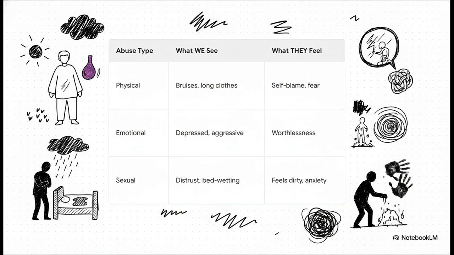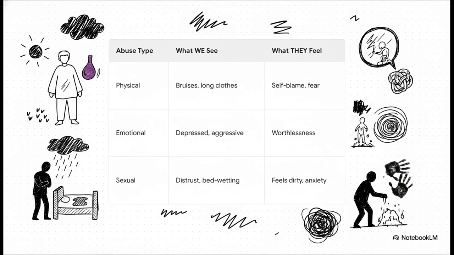But inside, they often believe it's their own fault and they stay quiet to protect the abuser. They normalize it. With emotional abuse, a person might literally look physically sick, depressed, or even act out aggressively. But internally, they're battling severe anxiety and truly believe they just aren't good enough.